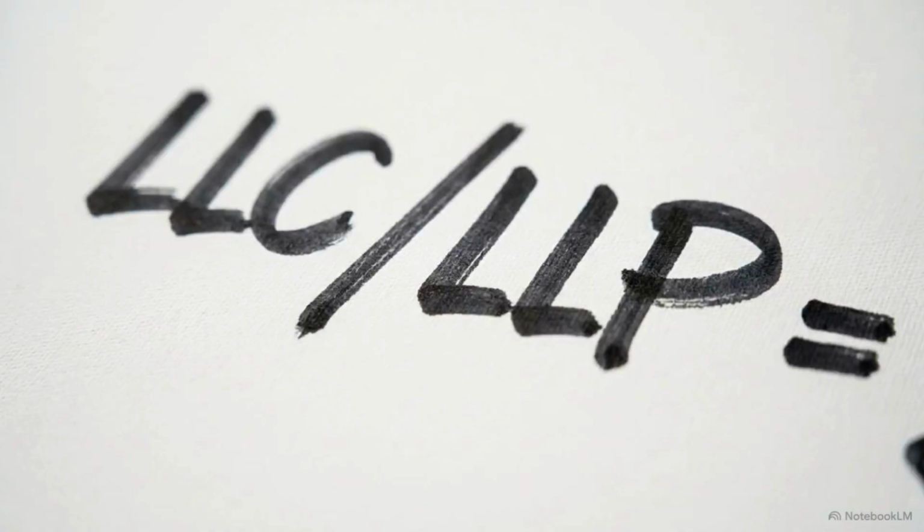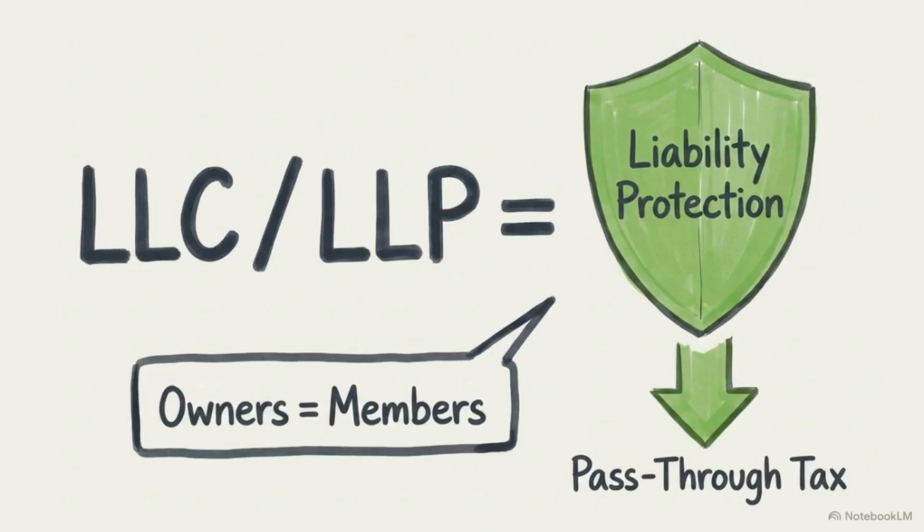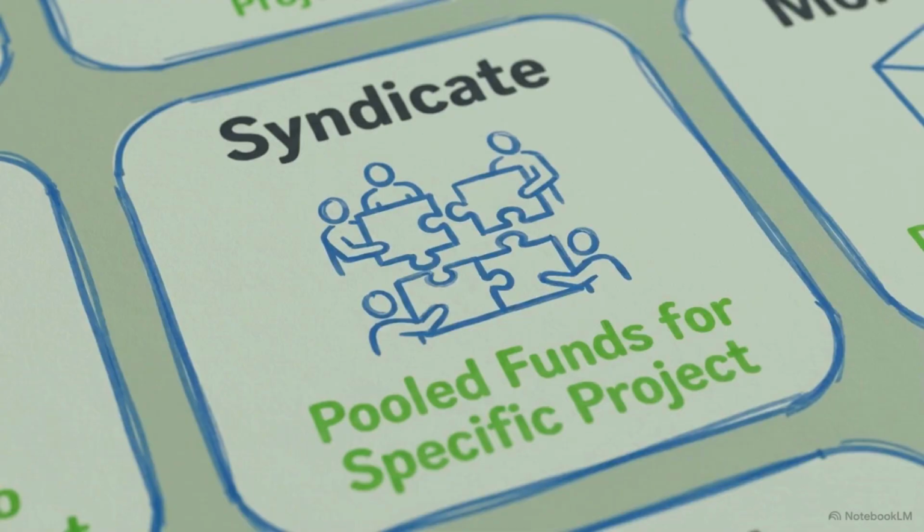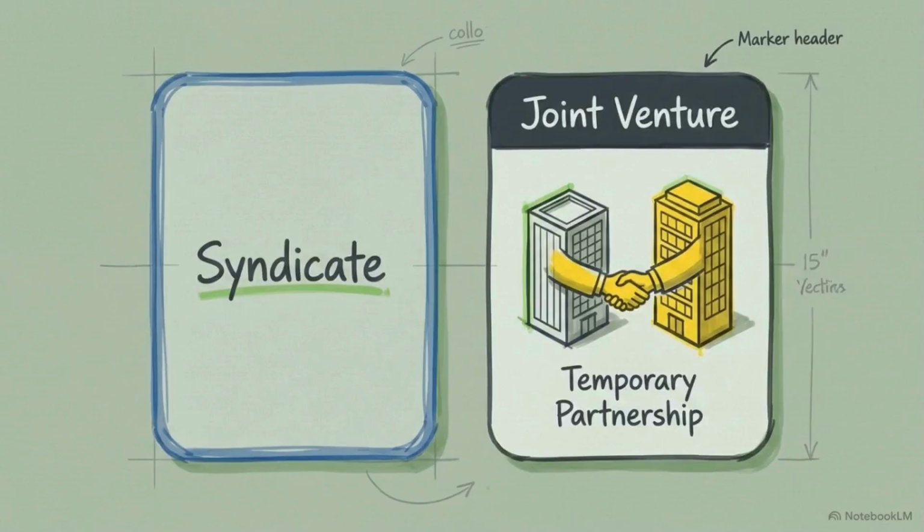Limited liability companies and limited liability partnerships are flexible hybrid structures. They provide the liability protection of a corporation combined with the pass-through taxation of a partnership. Legally, the owners of an LLC are called members. When a group of investors pools their money for a specific project, it's called a syndicate. If the arrangement is a temporary project-based partnership between companies, it is a joint venture.